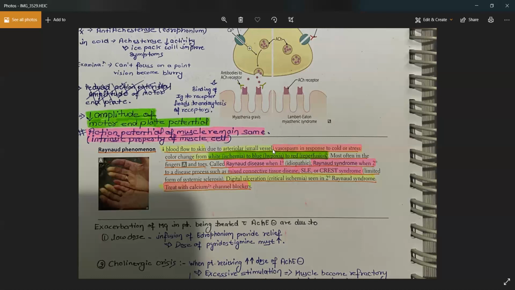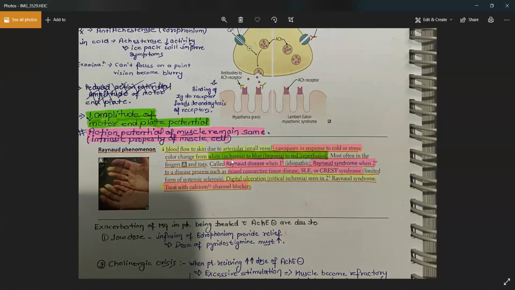And as a result, what you will get is color changes. First, you will get the ischemia, which is the fingers will become very much white. Okay, then the hypoxia occurs, that will make the fingers blue, and then the reperfusion occurs whenever you put the fingers back into the warmth. So the red color of the skin of the fingers will occur. So the first is white, then blue, and then red. That will be seen in Raynaud's phenomenon.